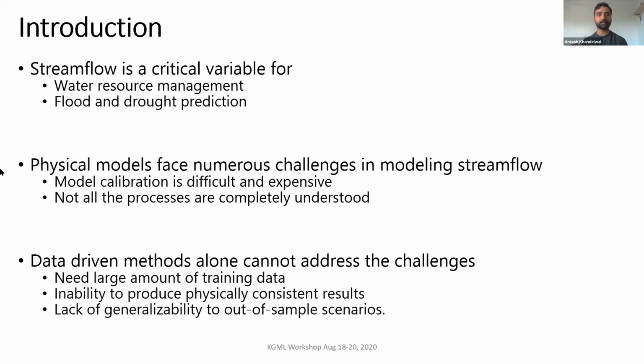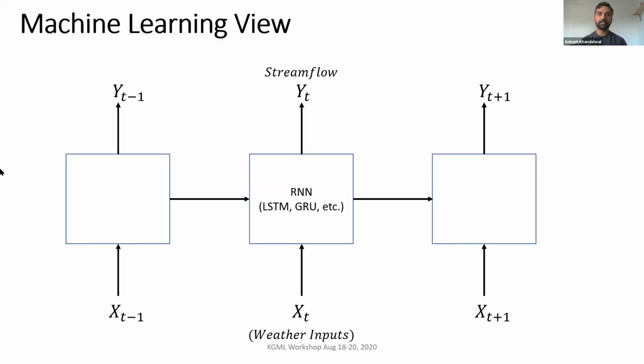So our goal basically is to see how we can bring these two together, or the complementary aspects of these two approaches. If we quickly look at this problem from a machine learning perspective, a very reasonable thing to do would be to use a machine learning architecture which is time aware, takes weather inputs and produces the output variable, which is streamflow in our case. Very popular models would be LSTMs or GRUs, and you have seen quite a bit of them in the past few talks. So this is looking at the problem from a machine learning perspective.